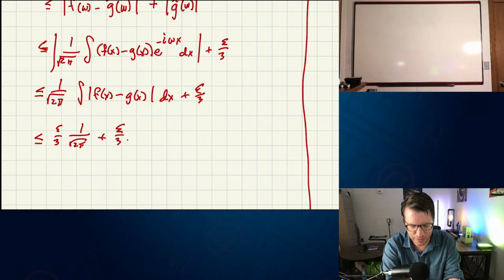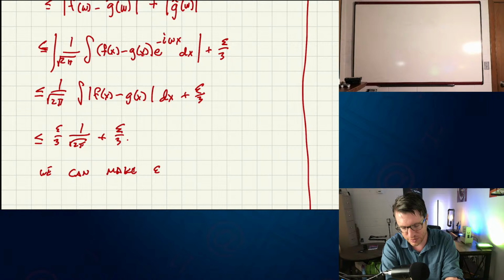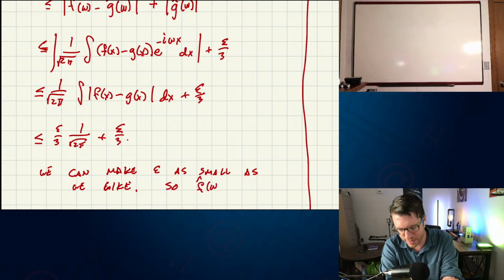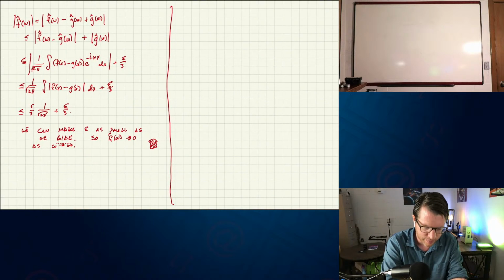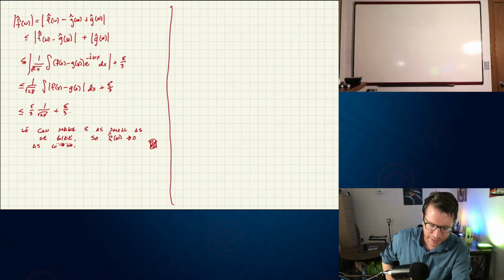And we can make epsilon as small as we like. So f hat of omega converges to 0 as omega goes to infinity. Okay, so that might have gone a little fast.